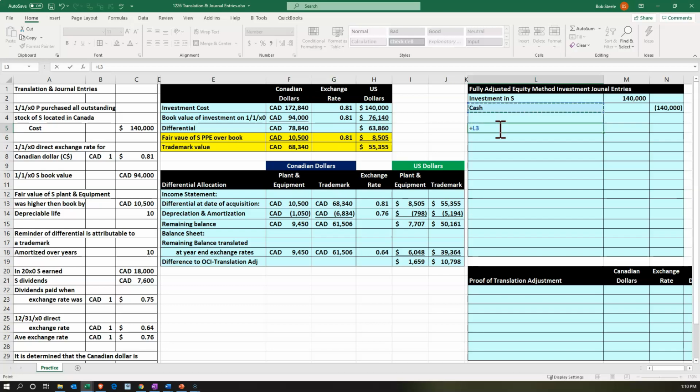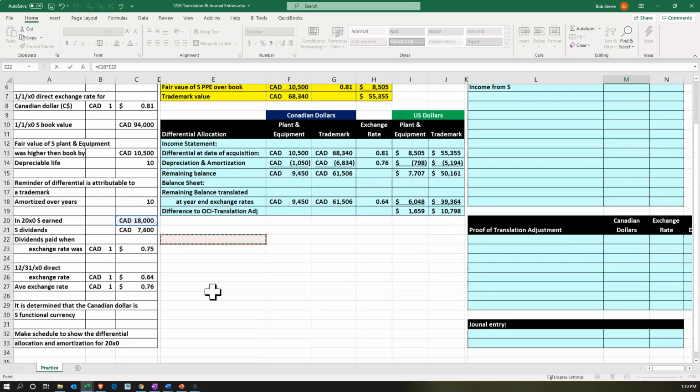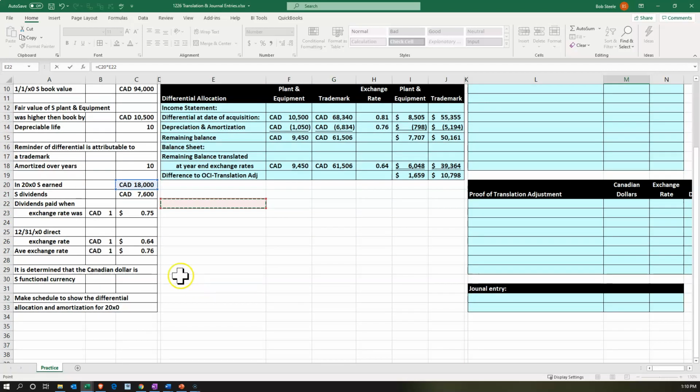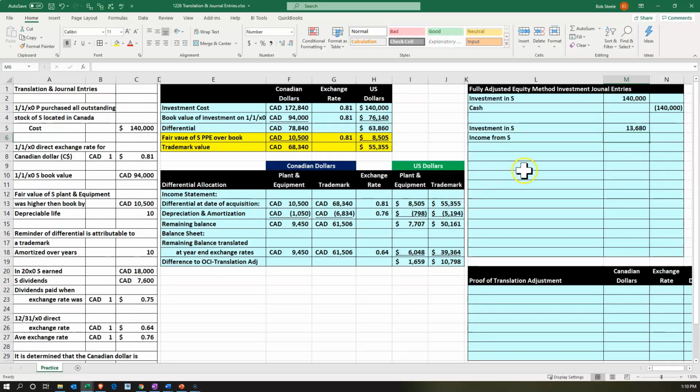So the investment is going to go up, and then the other side is going to be income from the subsidiary. This is going to be equal to the net income that they had, the 18,000, multiplied by the average rate for the period covered by the income statement, which we're saying is 0.76. So $1 Canadian is 0.76 dollars. That's going to be our 13,680 on the debit and on the credit.